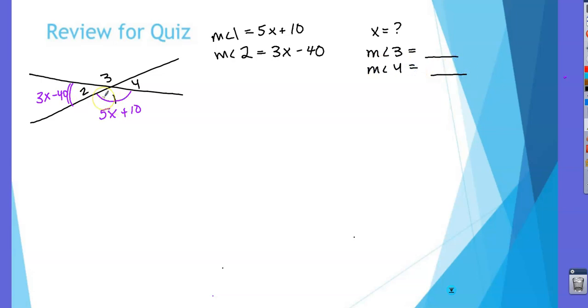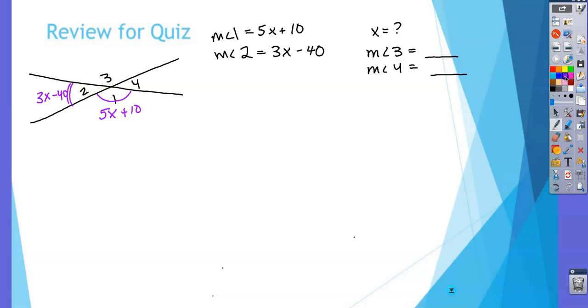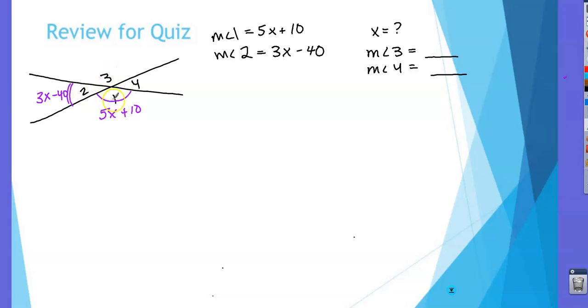The first thing I would do is ask myself, what's the relationship between these two given angles? 1 and 2 are not vertical. 1 and 3 would be vertical, and 2 and 4 are vertical. But 1 and 2 form a straight line altogether, so they're a linear pair. So they should add up to what? 180. That's right. So I would add them up, set them equal to 180.